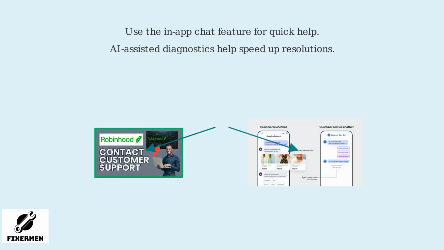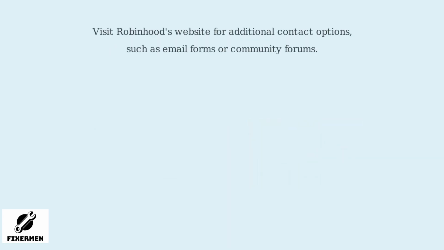Robinhood uses AI-assisted diagnostics in their support system, which can quickly analyze your issue and guide you through potential solutions before connecting you to a human representative. If you prefer not to use the app, you can visit Robinhood's official website where you'll find additional contact methods, including email support forms and community forums where other users share solutions. Always ensure you're accessing official Robinhood channels to protect your account security. Their support team is trained to handle authentication issues like error 310 safely and efficiently.